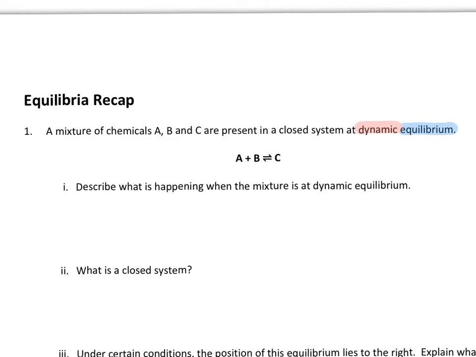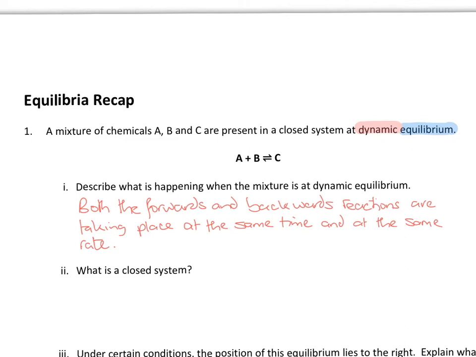There are things happening. More specifically, both the forwards and the backwards reactions are taking place at the same time and at the same rate. So we've got A and B reacting to form C in our example here, and C reacting to form A and B. Now, dynamic equilibrium can only exist if the reaction is taking place in a closed system. What that means is that the substances that are taking part in the reaction can't enter or leave the reaction. They are effectively sealed in. That's what's meant by a closed system.